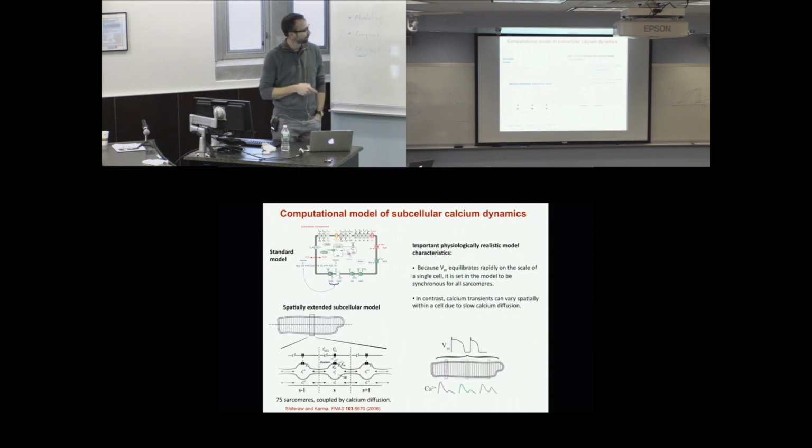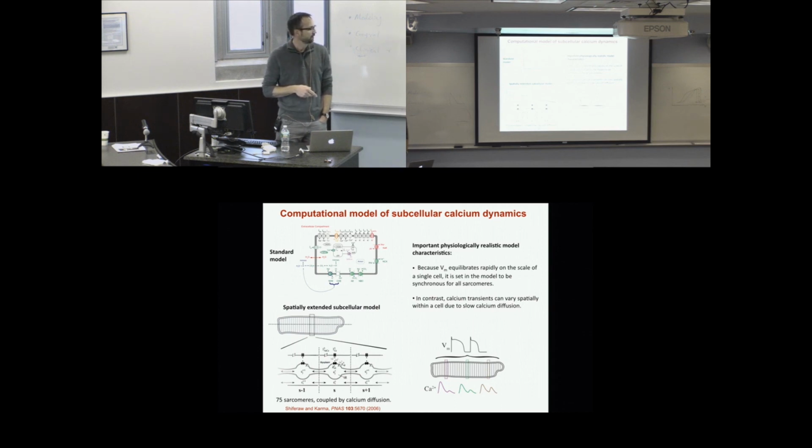Now, there are some important characteristics of this model that are relevant to understanding subcellular alternans. One is that because membrane potential in a cardiac myocyte equilibrates rapidly on the scale of a single cell, on the order of about a millisecond, in this model, although we have independent series of equations for each spatial location's calcium, there's still one bulk set of equations for the membrane potential and the transmembrane ionic components. That's consistent with the physiology, so that's okay.